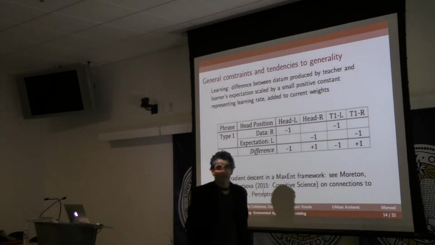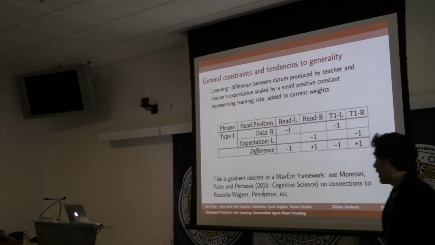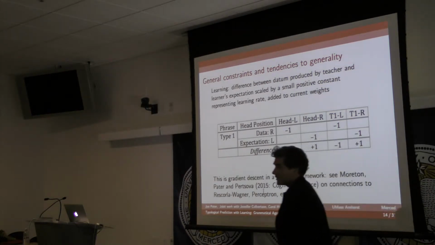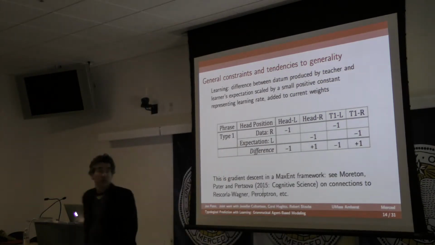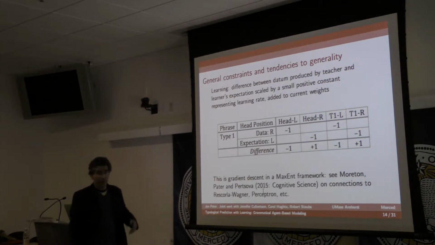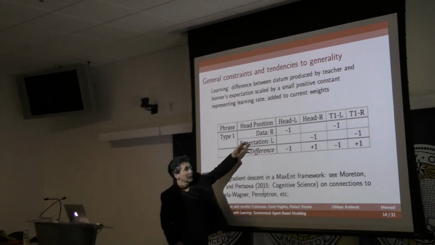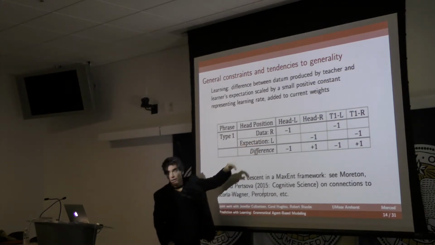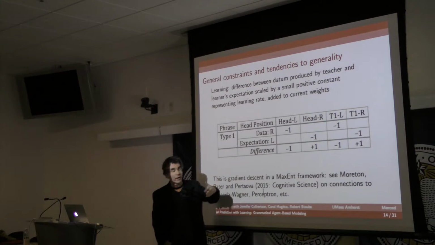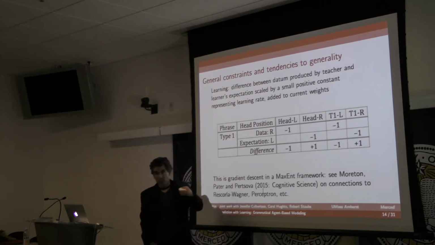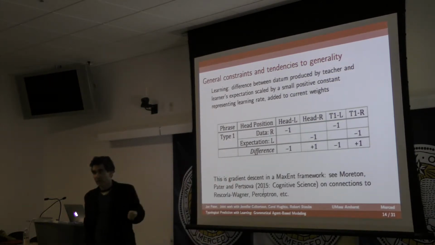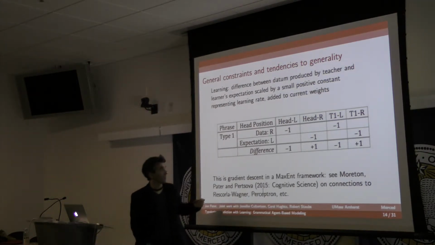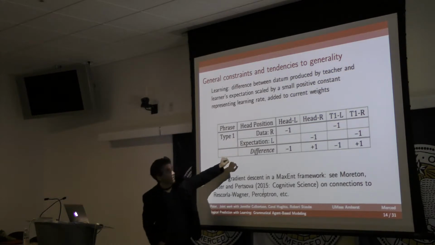For learning, we're going to be doing gradient descent. And in a Maxent framework, you can formalize that essentially as the Perceptron update rule. So if we have a case where the teacher is saying that the head should be on the right, and the learner expects that it should be on the left, where expects here is we sample from the distribution defined by the learner's grammar and generate an expectation.